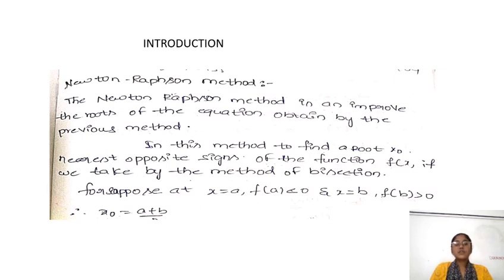In this method, to find a root x naught nearest to the opposite sign of the function f of x, we take it by the method of bisection. Suppose at x equals a, f of a is less than 0, and at x equals b, f of b is greater than 0. That implies x naught is equal to a plus b by 2.